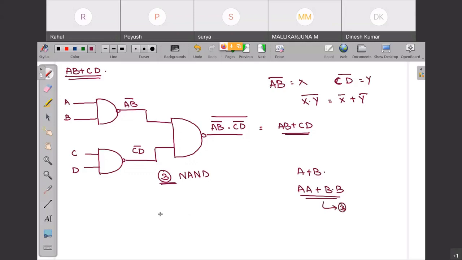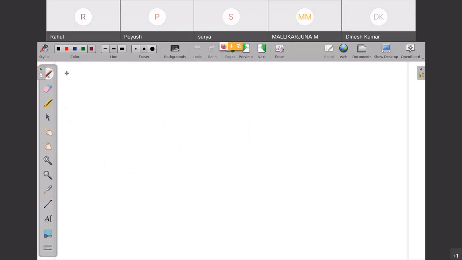I will give you one homework. With this we are going to end the session. First, A plus BC, how many NAND gates are you going to require? Second, for AB plus CD plus EF, how many NAND gates are you going to require? I want you to solve this at your home. So this will be your homework.